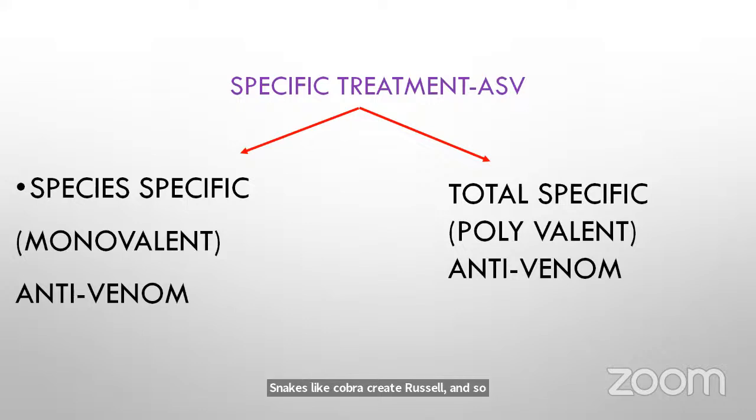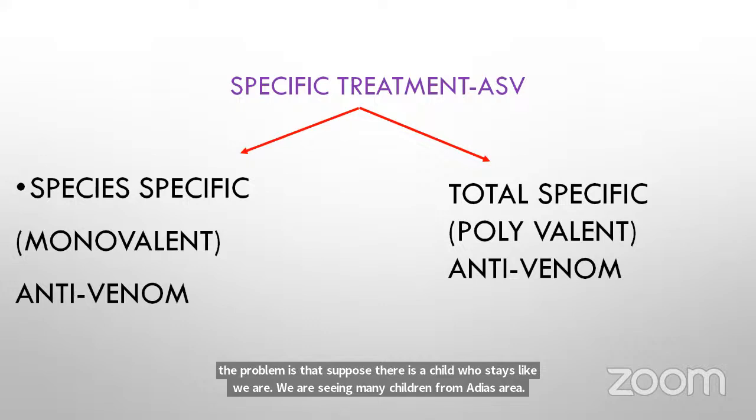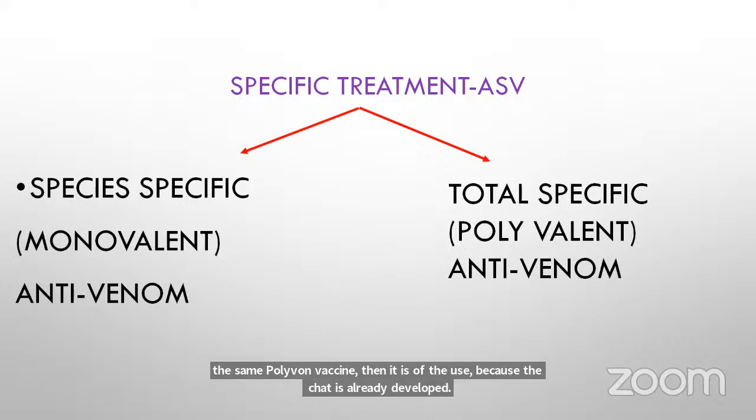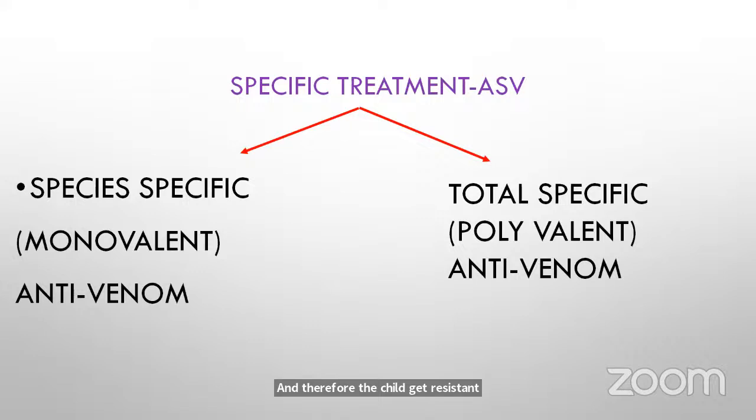Now the problem is that suppose there is a child, like we are seeing many children from the Adivasi area. Suppose the child is brought to you with a cobra bite and you give the polyvalent antivenom. The child recovers, and after 2 years, the child gets bitten again, and now the bite is by a krait. If you give the same polyvalent antivenom, then it is of no use because the child has already developed antibodies to this, and therefore the child becomes resistant to the ASV. And this is the main important reason for getting a monovalent antivenom.